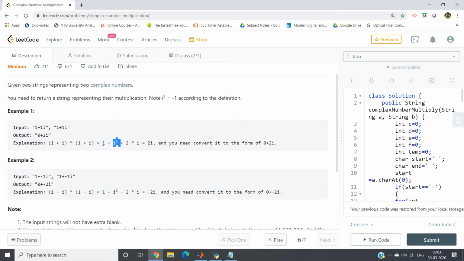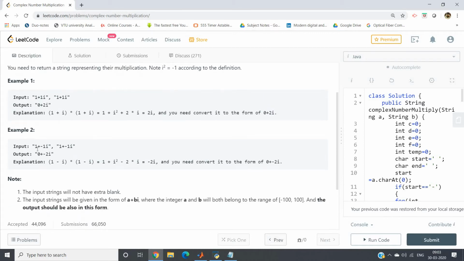i square equals minus 1, so 1 minus 1 will cancel each other, and the output will be 2i, but we have to represent it in a plus bi format, so the output should be 0 plus 2i. Okay, suppose I have a minus sign, then the minus sign is not written directly. See how the minus sign is written: 1 plus minus 1i. We can say this is 1 minus 1i, but we have to write it like this, with the minus symbol.